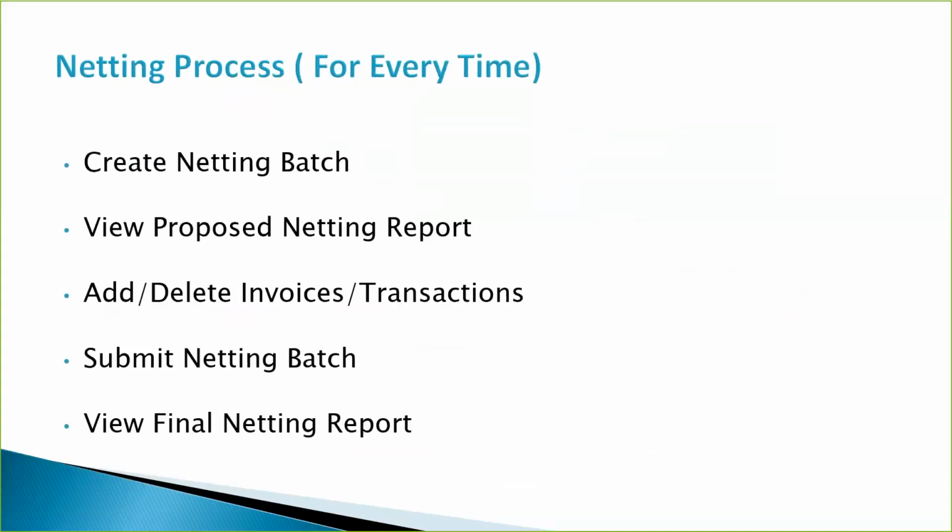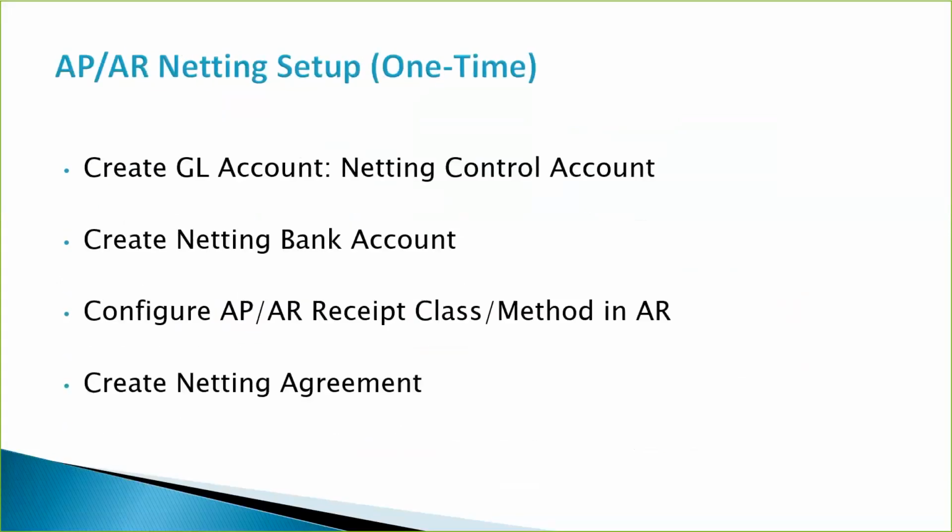So let's go back to our steps. Now we need to configure the AP and AR receipt class and method in receivables. Receipt class, we have talked about, we know it. Determines what? Processing steps for receipt. Receipt method, which is associated with the receipt class, determines the bank accounts and the GL accounts.